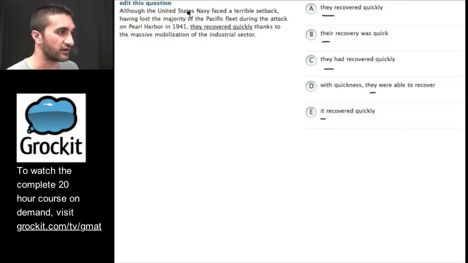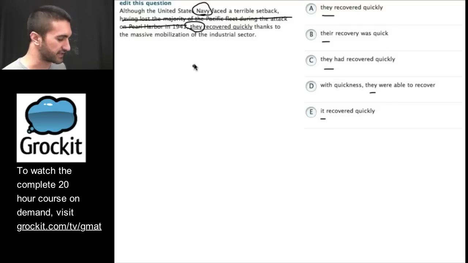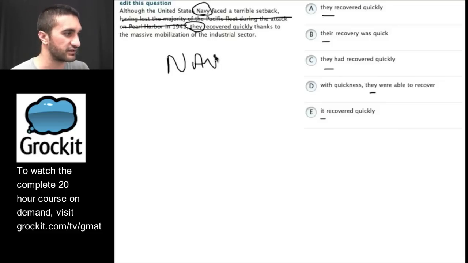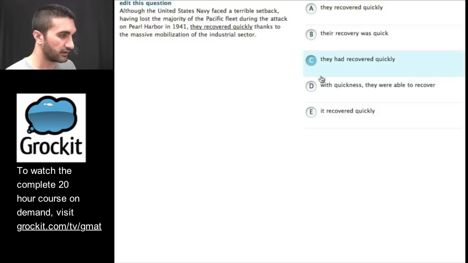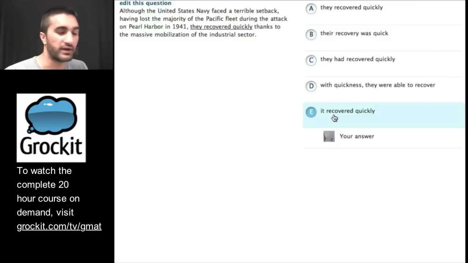Let's find the antecedent. Although the United States Navy faced a terrible setback, having lost blah, blah, blah, blah, they. The United States Navy, here's our antecedent, and they is the pronoun that's being used. I don't think that makes sense because Navy is singular. The Navy is one thing, it's singular, and we should be able to go with it. So that was quick and simple.